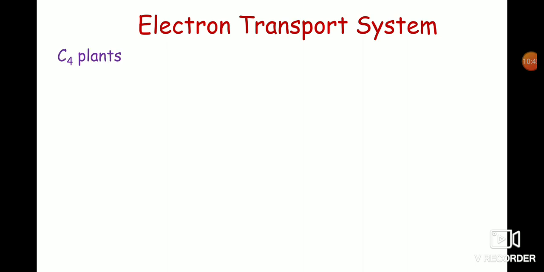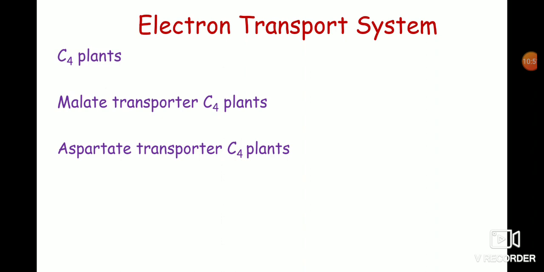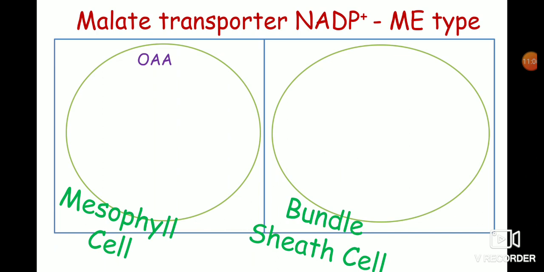The C4 plants are categorized into the following two groups on the basis of the product transferred to the bundle sheath cells from the mesophyll cells. So there are two types of C4 plants, the malate transporter C4 plants and the aspartate transporter C4 plants. The malate transporter C4 plants are also called NADP-ME type.